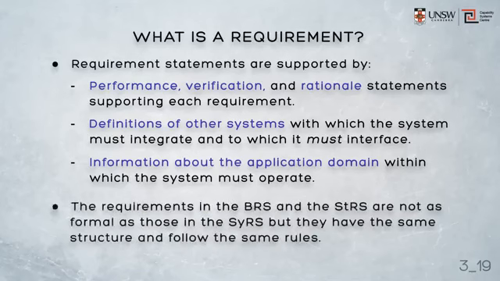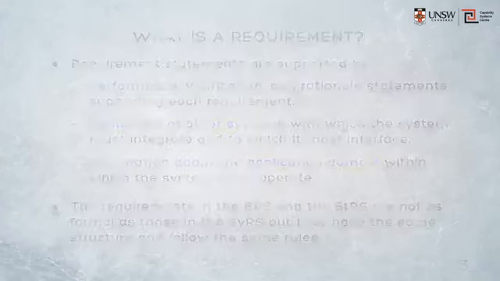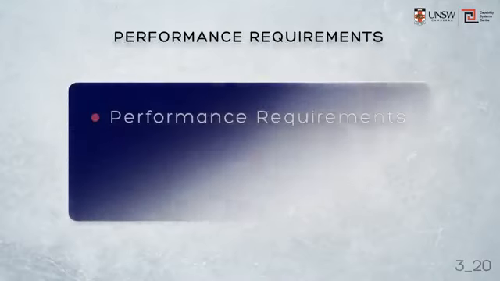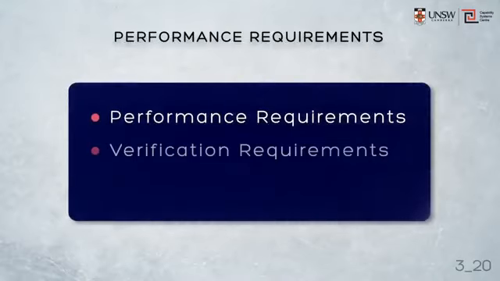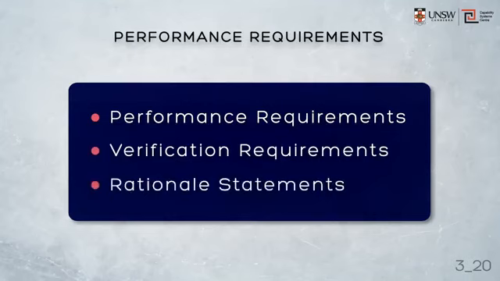Now, the requirements in the business requirement specification and the stakeholder requirement specification aren't quite as formal as those in the system requirement specification, but they do have the same structure and they follow the same rules. So let's look in a little bit more detail at performance requirements, verification requirements, and rationale statements.